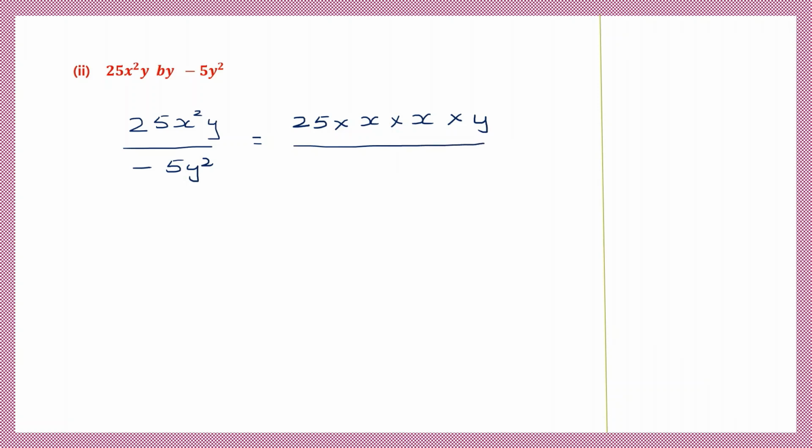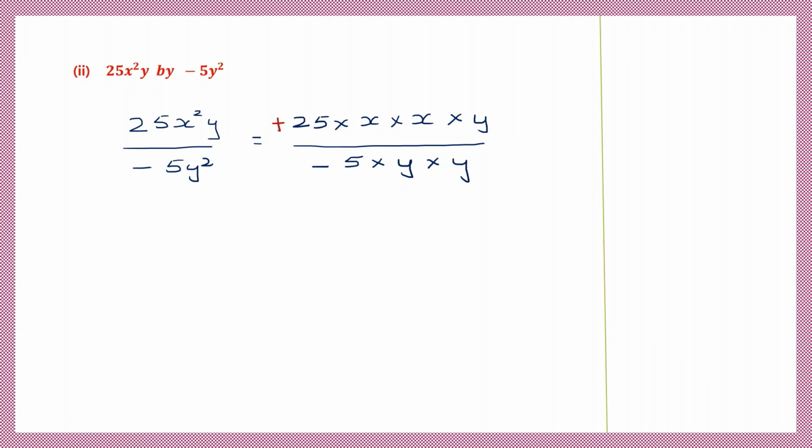Question 2. So let's write it down in the fraction form first. So 25x square y divided by minus 5y square. So let's expand this. 25 into x because it says x to the power of 2. Then there is only one y. Now in the denominator, what do we have? We have minus 5y square. That means y into y. Okay, so now let's give this a plus sign.